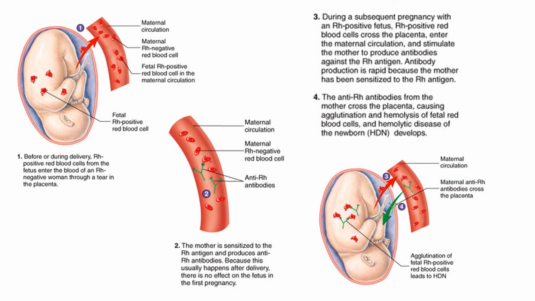During a subsequent pregnancy with an Rh positive fetus, Rh positive red blood cells cross the placenta, enter the maternal circulation, and stimulate the mother to produce antibodies against the Rh antigen. Antibody production is rapid because the mother has been sensitized to the Rh antigen. Then the anti-Rh antibodies from the mother cross the placenta, causing agglutination and hemolysis of the fetal red blood cells, and hemolytic disease of the newborn develops.